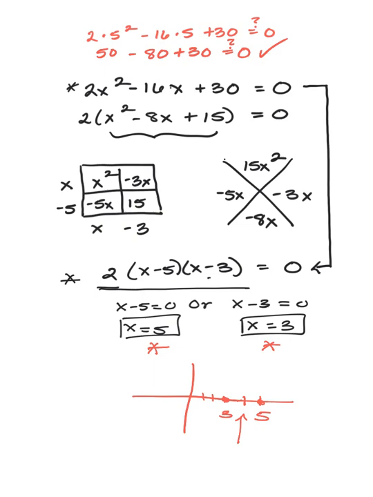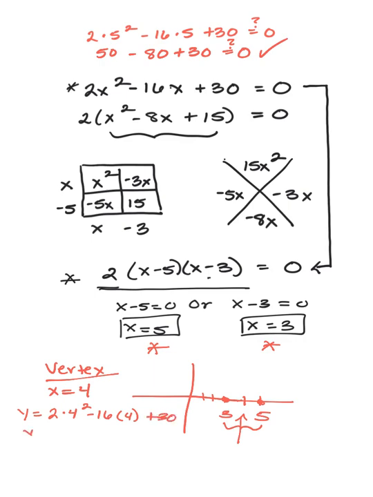Okay, so I don't know if everybody caught that, but the vertex is right in the middle of the two intercepts. So right in the middle of 3 and 5 is the number 4. That means my vertex has an x-coordinate of 4. And so to find the y-coordinate, well, I just plug x into the equation. I plug 4 into the equation for x. So the y value comes from taking 2 times 4 squared minus 16 times 4 plus 30.